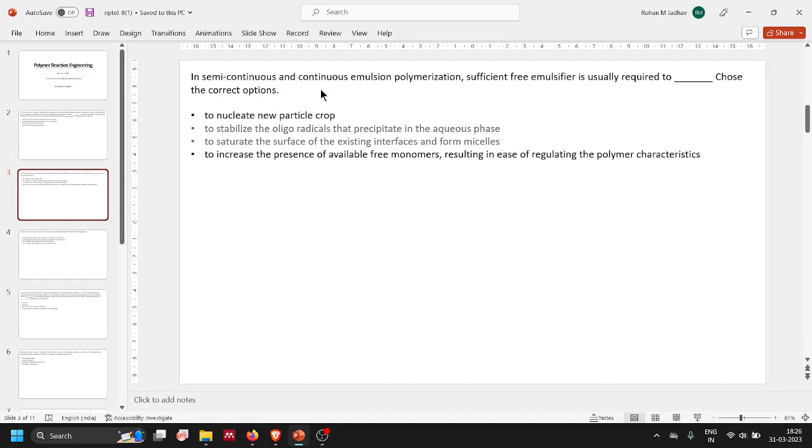is what correlates with the heterogeneous nucleation process, and the stabilization of oligoradicals that precipitate in the aqueous phase also resonates with the semi-continuous and continuous emulsion polymerization processes. So, stabilization of oligoradicals and saturation of existing surfaces to form micelles is the correct option for the requirement of sufficient free emulsifiers in the semi-continuous and continuous emulsion polymerization processes.